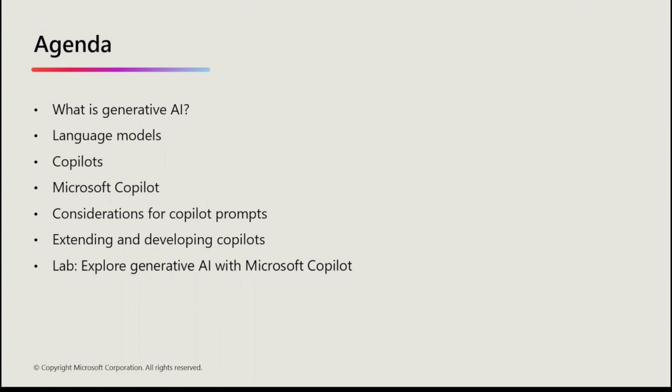So, before we get started, we're going to need to discuss some basic terminologies and understanding of AI. What is generative AI? What are language models? What is Copilot? What is Microsoft Copilot specifically? Considerations for Copilot prompts. Expanding and developing Copilot. And then we're going to explore a lab with generative AI Copilot. So that's what we're going to try to do. And without further ado, let's get started.